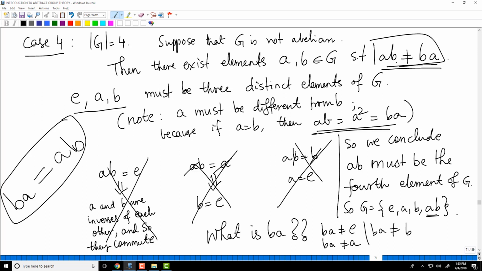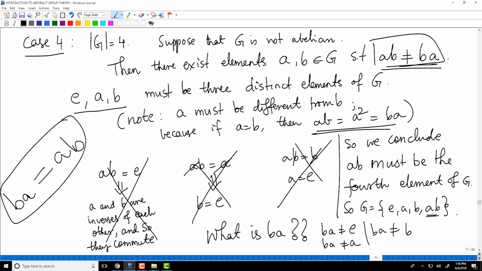So, is it clear? BA must be one of the 4 elements because there is no more room in the group. The group has only 4 elements and we have already identified 4 distinct elements, but BA cannot be E because in that case they are inverses of each other and they commute. BA can't be A, BA can't be B, and BA has to be AB, in which case they commute with each other. So, it is a contradiction.